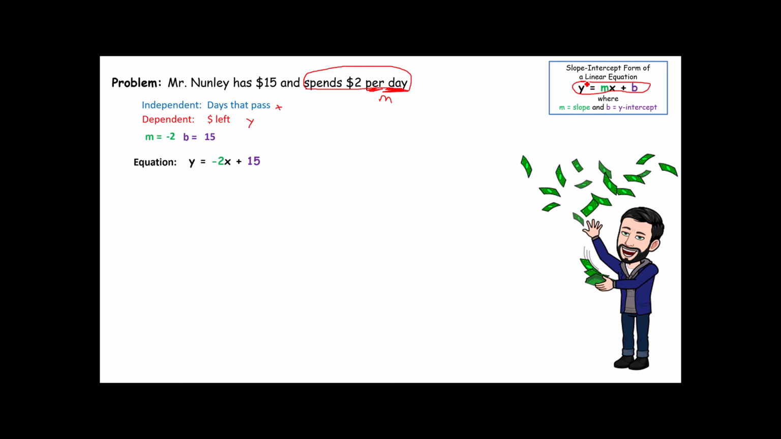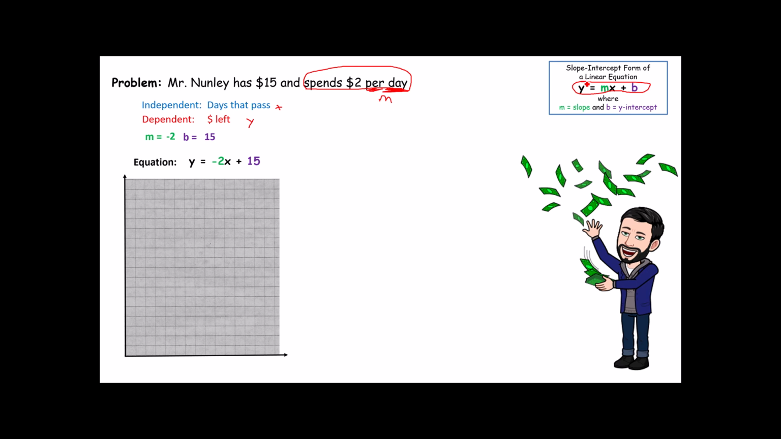There's our equation. When I go to graph this, again, the independent variable, or time, is going to go across the x-axis, the horizontal axis, and the y-axis is going to be vertical. That is my dependent variable. So independent is horizontal, dependent is vertical. In this case, time in days is independent, amount of money in dollars is dependent, and then I'm just going to start plugging in values.